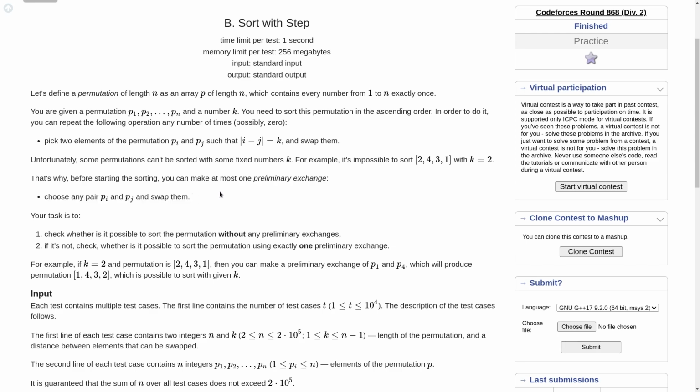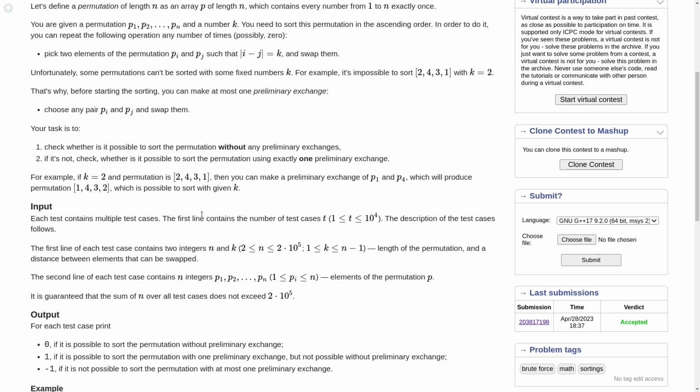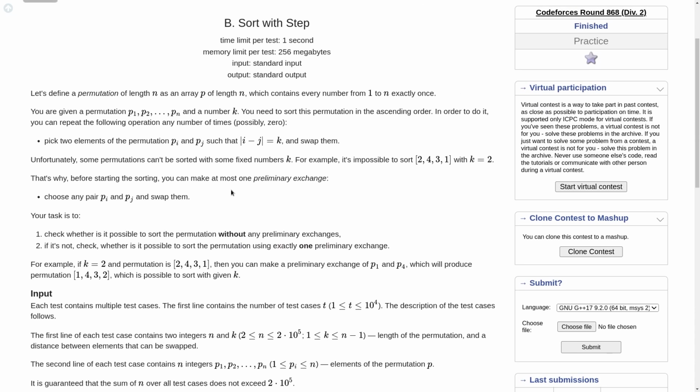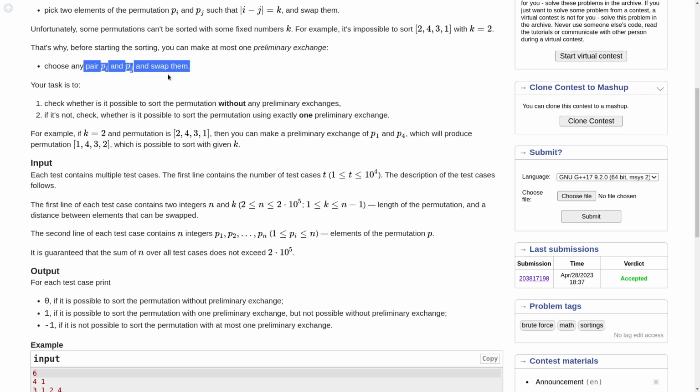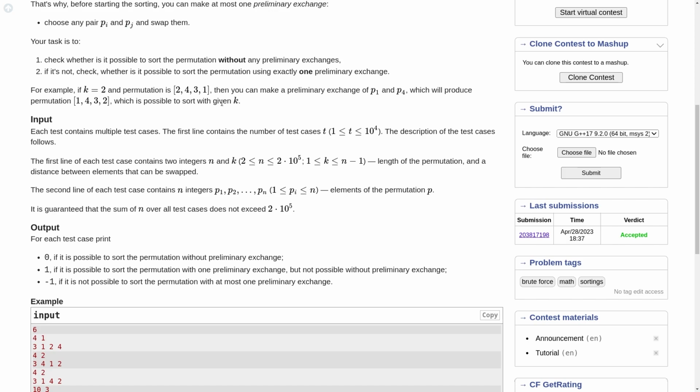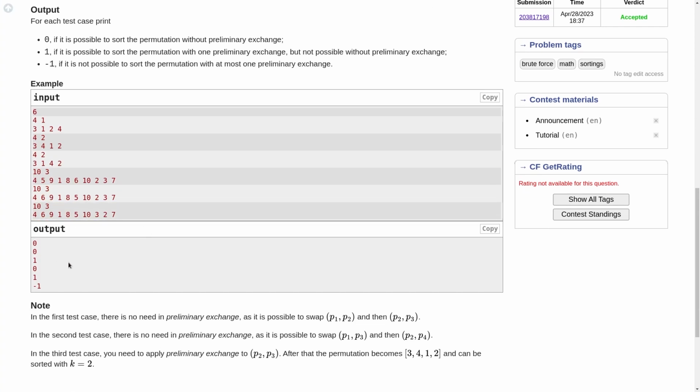So we have to tell whether we can sort without this preliminary exchange, or we can perform our sorting operation with this preliminary exchange, and remember we can only do one such exchange. If we cannot sort the whole array even after performing this exchange, then we have to print -1, right? So essentially, we can swap all the elements that are at a difference of positions equal to exactly k. They have allowed us at most one preliminary exchange, in which we can choose any two positions, so k is not a concern there, and we have to tell whether we can sort the whole array or not. If we can sort without this preliminary exchange, we have to print 0. If we can sort with this preliminary exchange, we have to print 1. If we cannot sort even after this exchange, we have to print -1, right? So this is the whole idea of the problem.